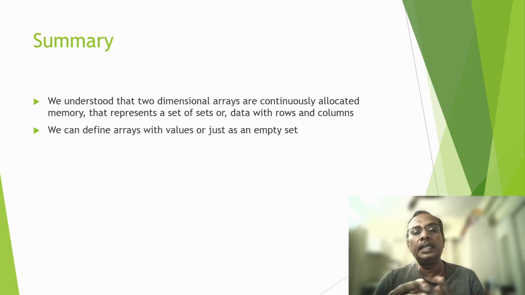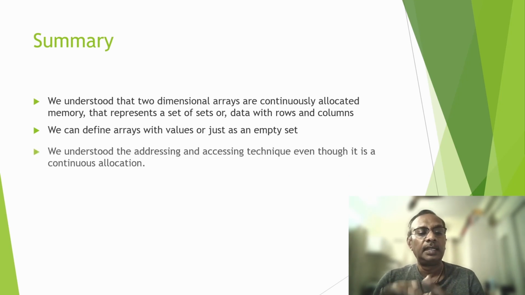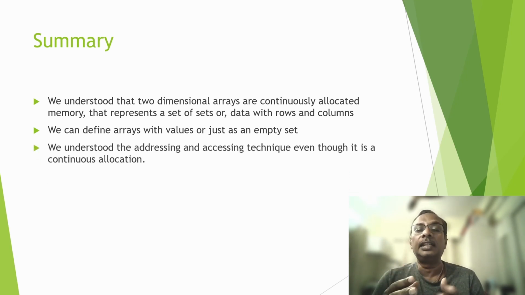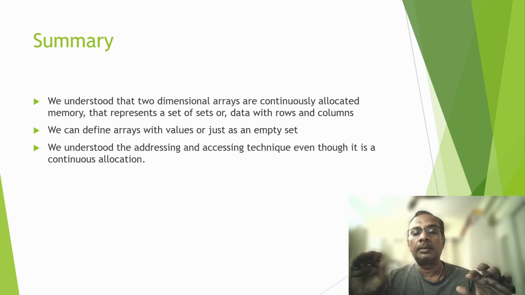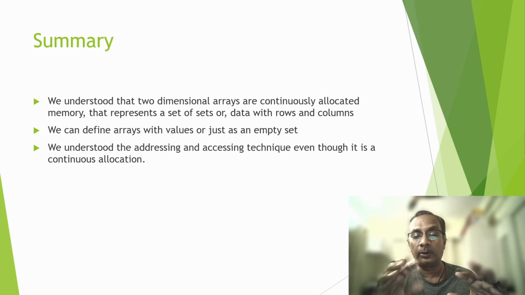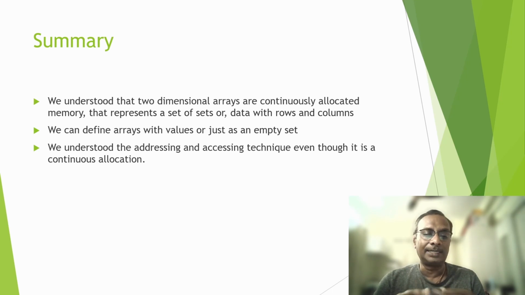Whereas if it is an empty set, then we use the new type followed by number of rows, number of columns in square brackets. That is how we define arrays. And we also understood the addressing technique of two-dimensional arrays. The formula is starting address plus the total number of columns into row index into type size, plus column index into the type size. So we discussed this earlier.